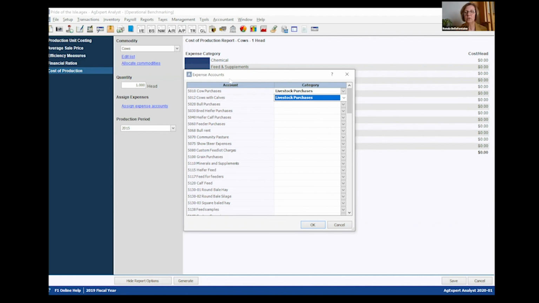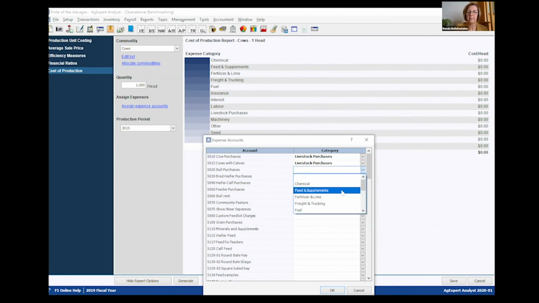So I'm just going to do a few of these. And supplements, I'll put in the feed supplements, and I'll find crop expenses here. So fertilizer, we'll go into the fertilizer category.